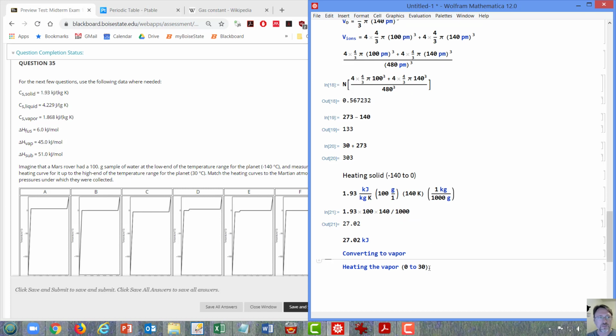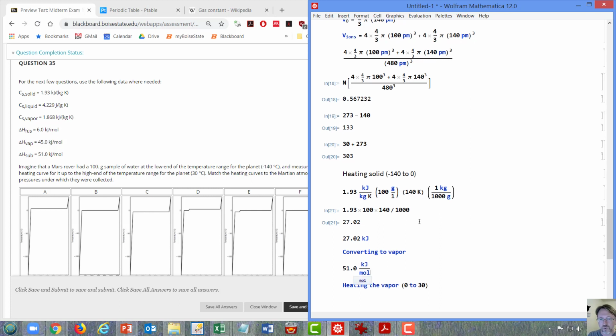Converting to vapor. Well, we have a delta H for sublimation. We have a delta H for melting and then vaporization. But notice that even if we go through the liquid state, it's 6 plus 45 equals 51. We're going to end up with the same answer regardless of which way we do it. So we take our 51.0 kilojoules per mole of the water. We are multiplying by how much we have, which is 100 grams. And again, so that we can see what cancels, I'm going to put that over 1.